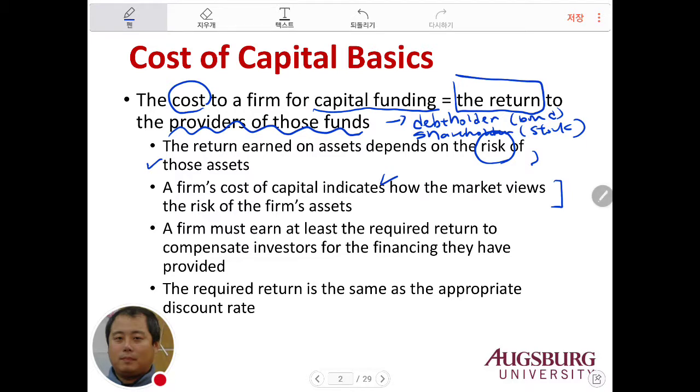Now, a firm must earn at least the required return to compensate investors, which means that, again, this is the cost of financing, right? So any project that the firm pursues should make at least this return. That's the minimum return level that firms should get. So this required return, the cost of capital, is actually the same as the discount rate. And if you remember capital budgeting, this is the discount rate that you need to use.